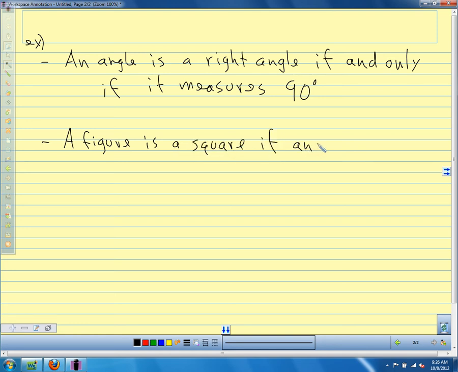If and only if it has four congruent sides, and what else does it have to be a square? What about the angles? And four right angles.